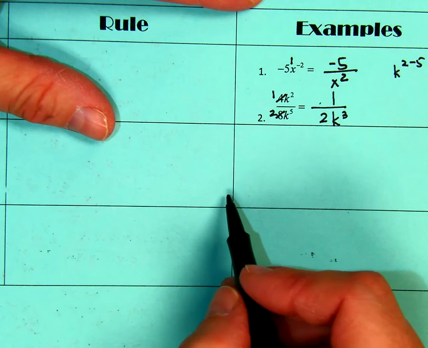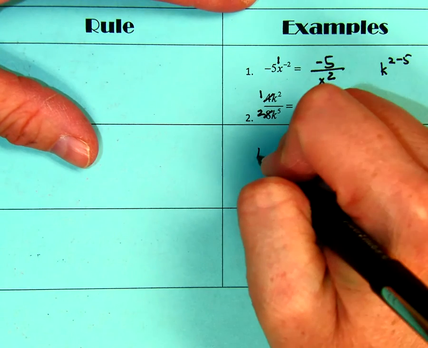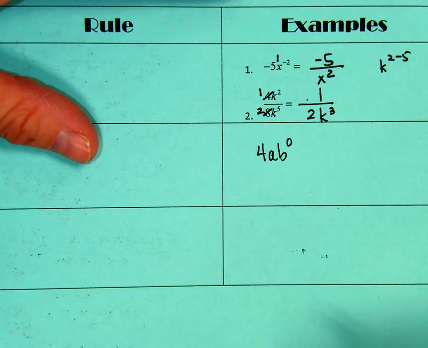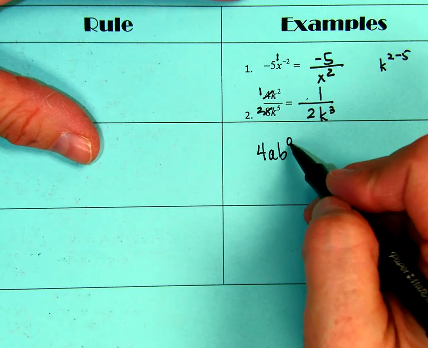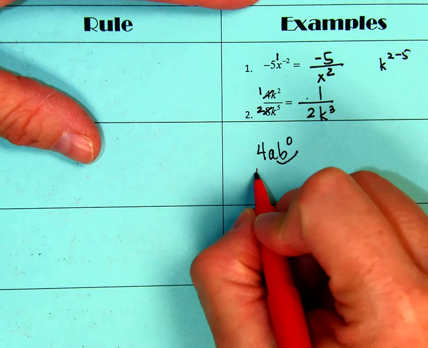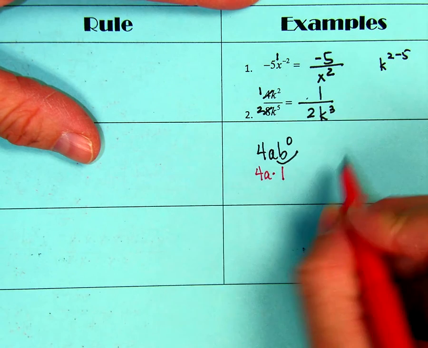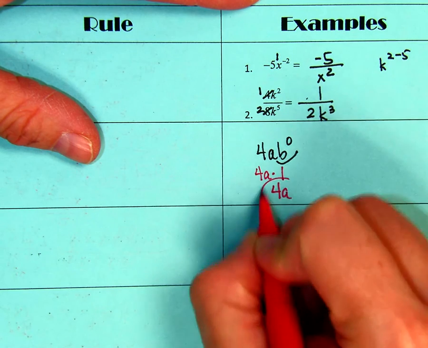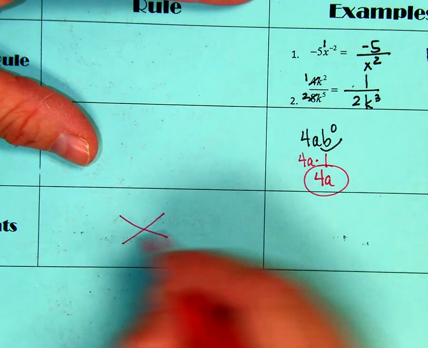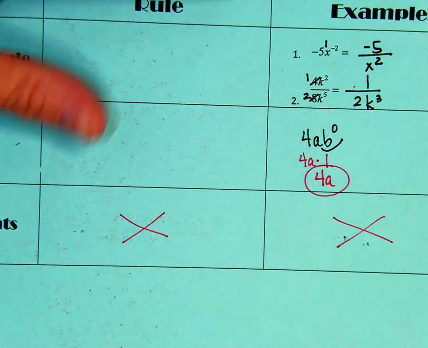Zero exponent we've already talked about. One thing we need to address is that if you have something like 4ab to the 0 power, it is only the b that is raised to the 0 power. So you'd have 4a times 1, which would give you 4a. So pay attention to that. And fractional exponents you will be covering in Algebra 3-4. That's it.